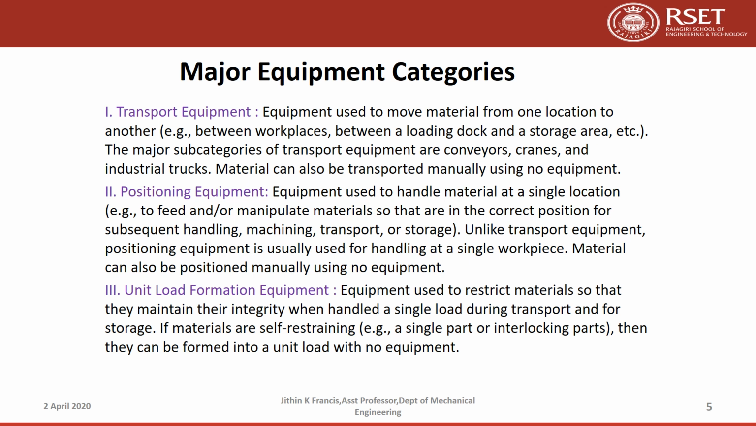The next category is unit load formation equipment. Equipment used to restrict materials so that they maintain their integrity when handled as a single load during transport and for storage. If materials are self-restraining, that is a single part or self-interlocking parts, then they can be formed into unit load with no equipment. For example, some material which do not have a regular geometry, they may be made to function as a unit load principle or a unit load capacity by some kind of equipments.